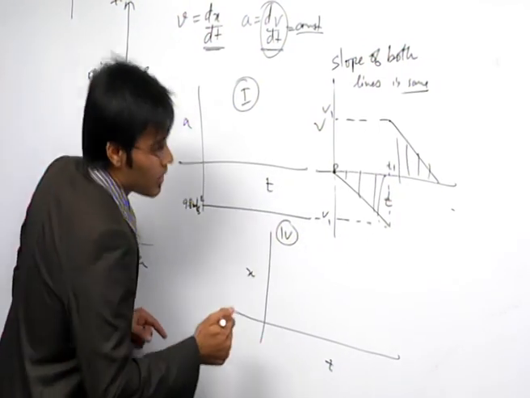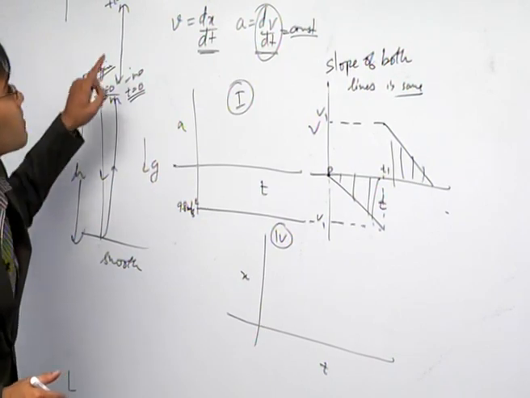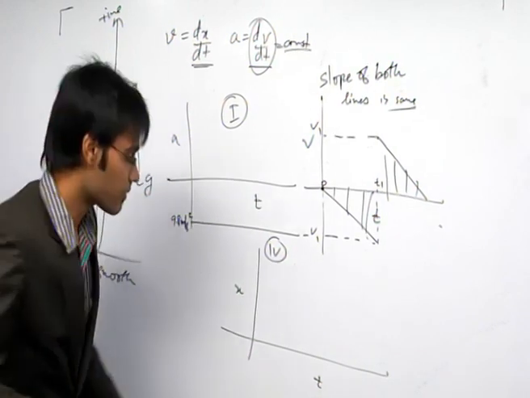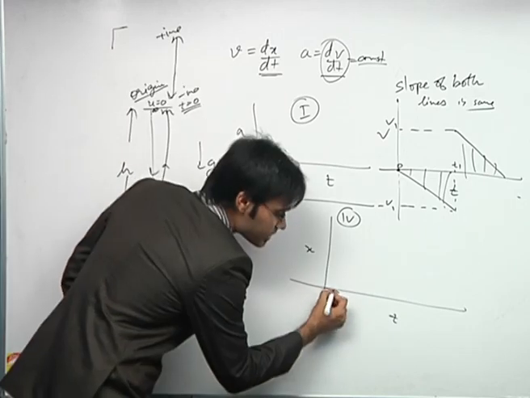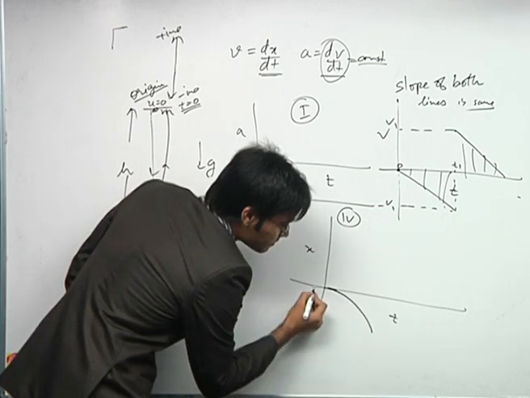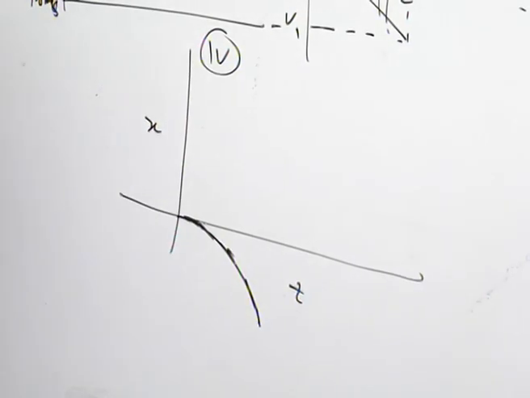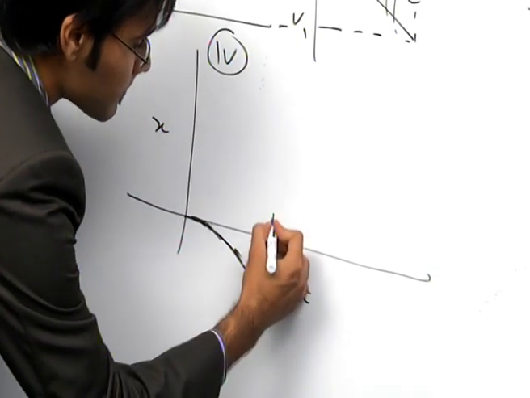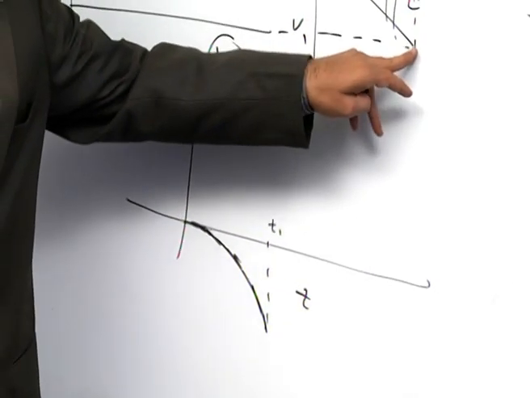Remember, since the downward direction is negative, my displacement will be negative to start with. So should I go upwards or downwards? Should go downwards, because my displacement is negative. And initially since the velocity is 0, the slope has to be 0, parallel to the t-axis, and then it is getting steeper. As you can see over here, the slope is getting steeper and steeper. Now at this point, that is the point T1, the slope is steepest. Why? Because the magnitude of the velocity is greatest.